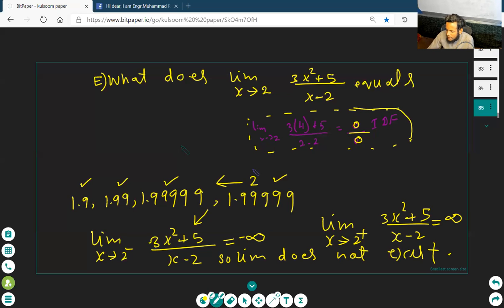So when we get the 0 by 0 form, this is not the result that the limit does not exist. Sometimes the limit exists. We do the next question.